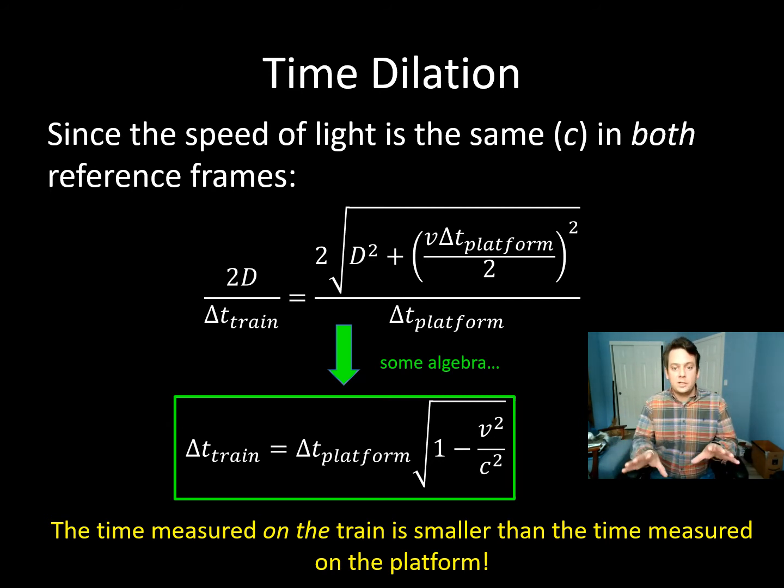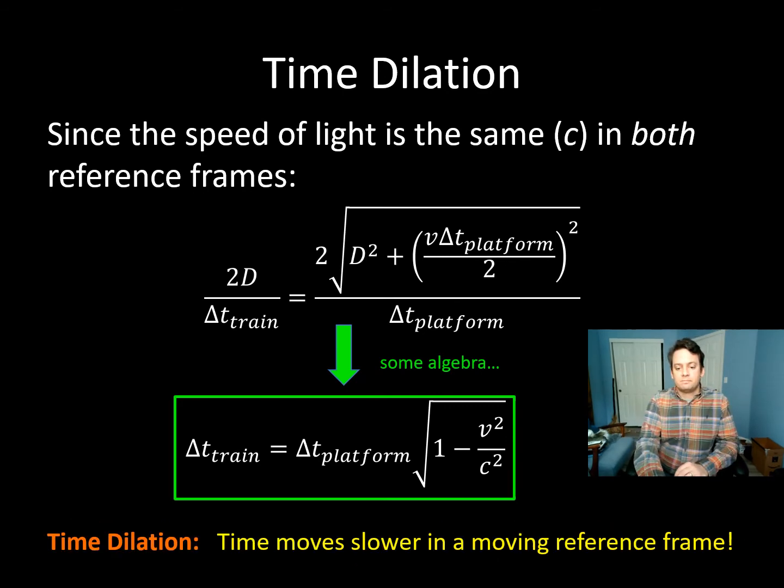So time dilation is the name that we give for this phenomenon, where times are different as measured in different frames. And the faster something is moving, the slower time runs in that frame of reference. So that's the first major result of special relativity.